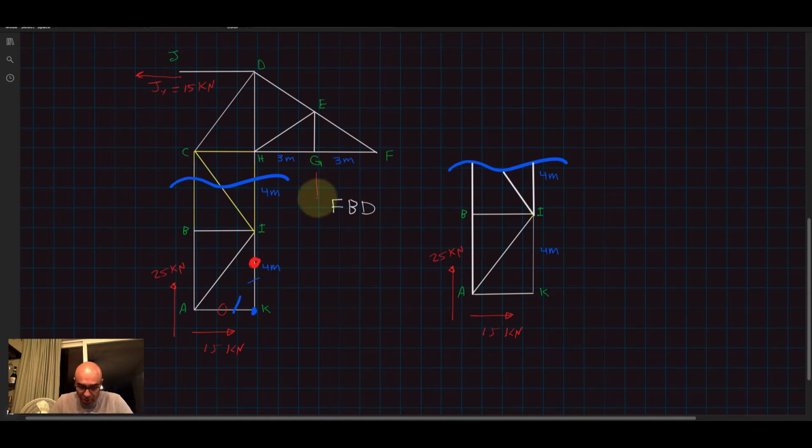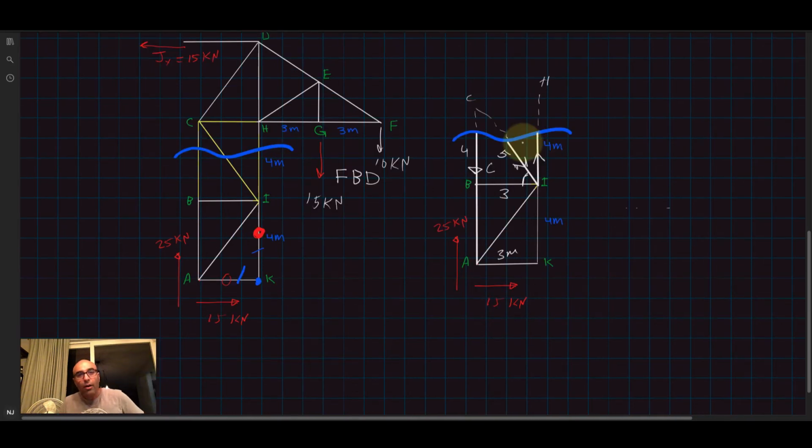I just want to remind you, here we have 15 kilonewton, and here we have 10 kilonewton. So these 2 cannot be zero force members at all, and the reason is they have loads on them. But can you identify another one at least? Okay, just one. Now we have isolated our section and we identified all the forces. Let's try to find the forces in these members in that section.